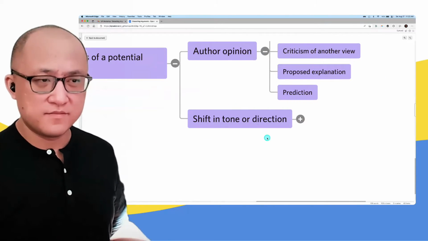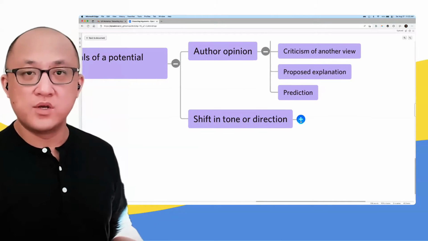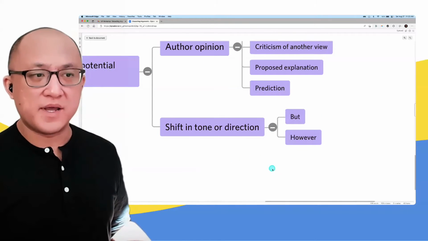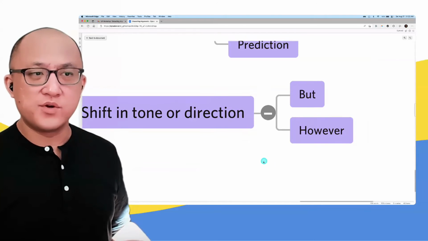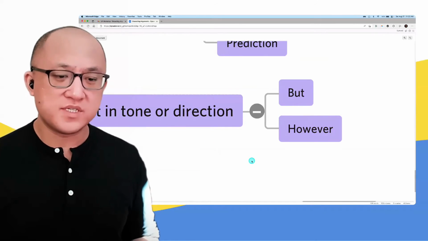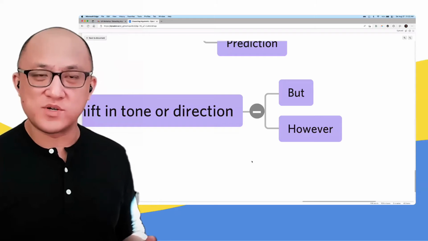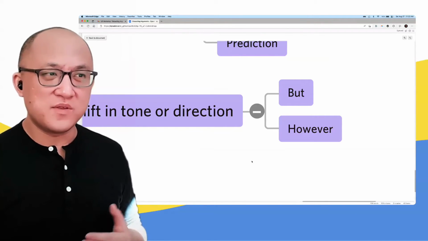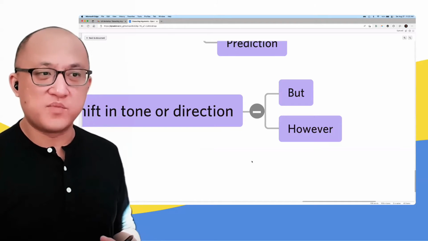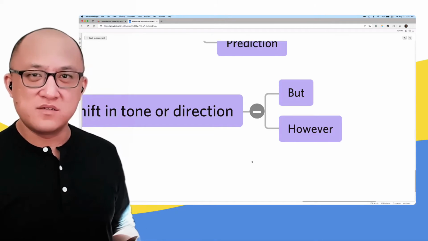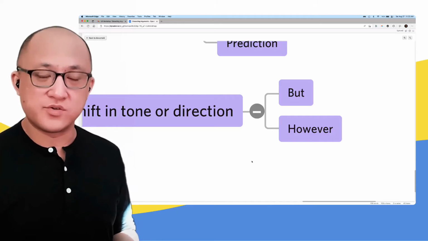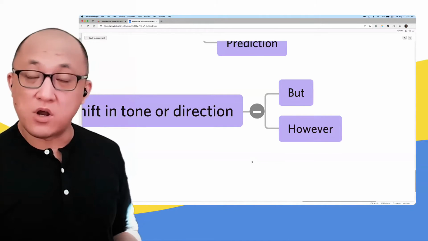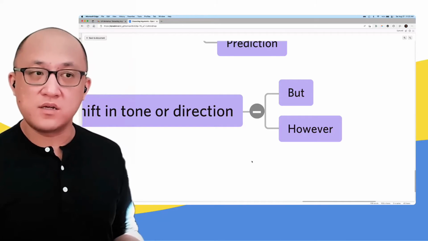Another signal, shifts in tone or direction. So these are the words but and however. Now, when people are learning about these words, I think people give them too much importance, because a lot of times people have a tendency to see however or but, and then already think that what's about to follow is a conclusion. That often is the case, but it also very often is not the case as well, right?